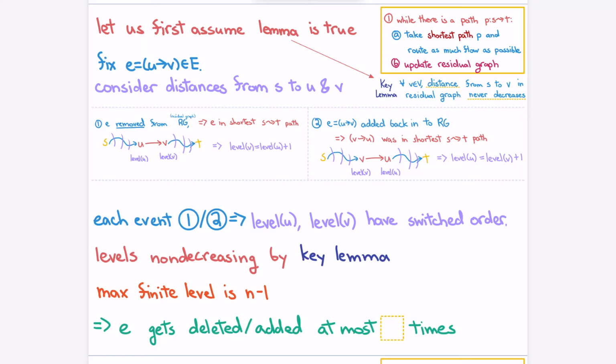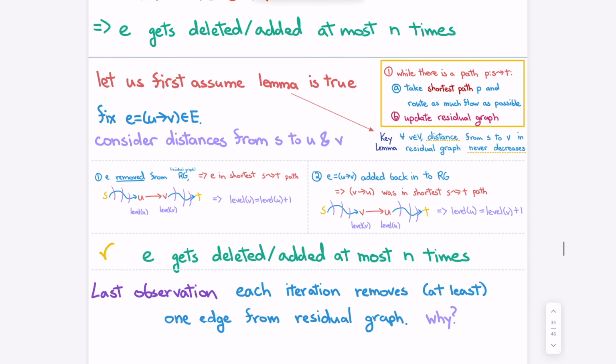Now the maximum level is like n minus one, because you can only be n minus one edges away until it's infinity. Right? So each level can only go up how many times? N. So that means the edge can be removed and added back in how many times? N. So any particular edge, just by studying these hop distances, can only be removed and added back in n times. Oh, okay, so that's very helpful. Good.